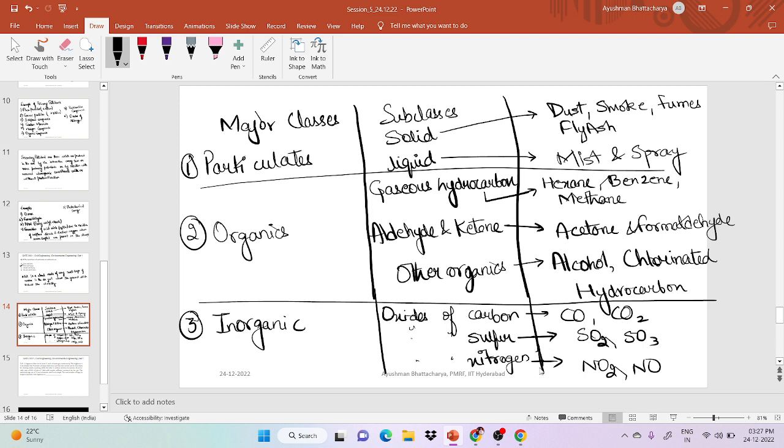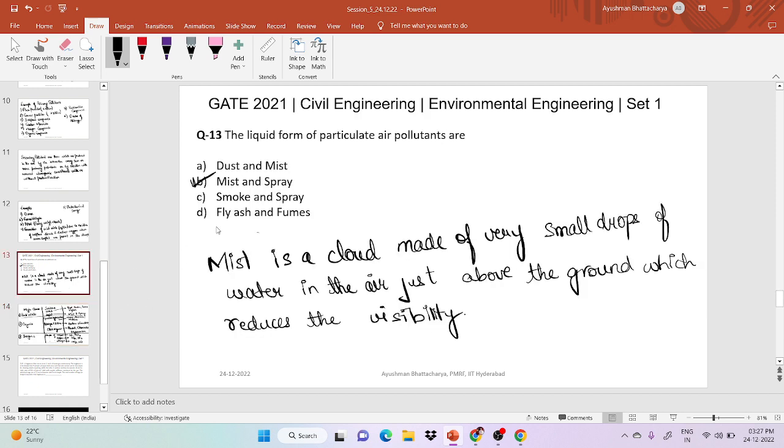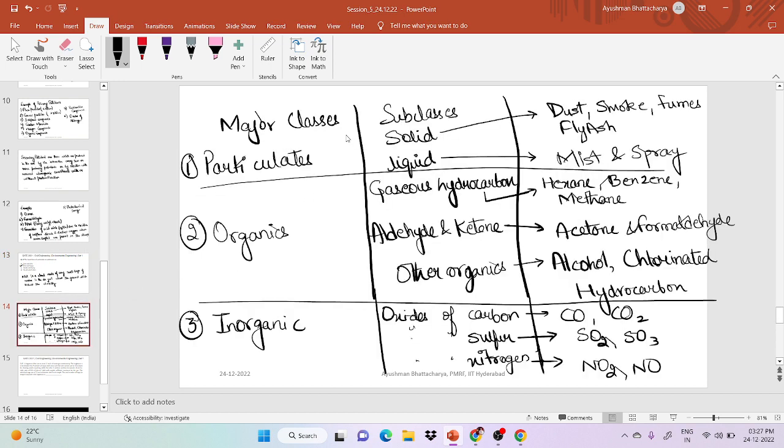So these are very important. Tomorrow, next time, they can ask something from this only: what are the inorganic forms of carbon? So CO and CO2, or sulfur. So basically, you should remember all of this. In this question, it was mist and spray, so I clearly elaborated the table. It will be helpful for you.